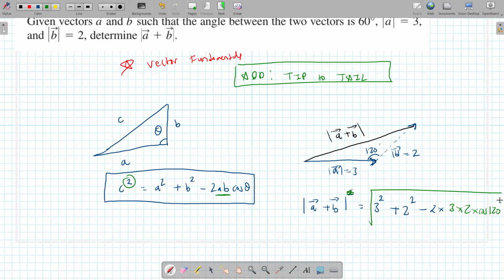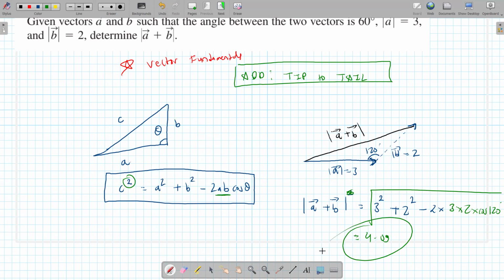Make sure you're in degrees. So square root of 3 squared plus 2 squared minus 2 times 3 times 2 times cosine of 120. I got 4.09. And that's the answer to this question.